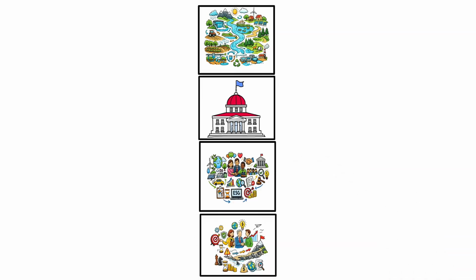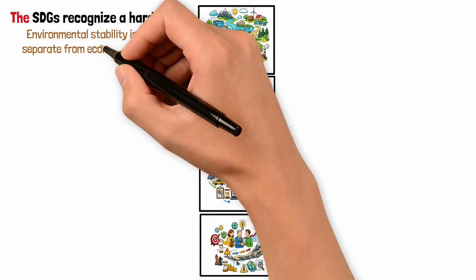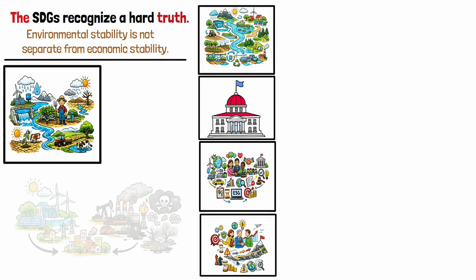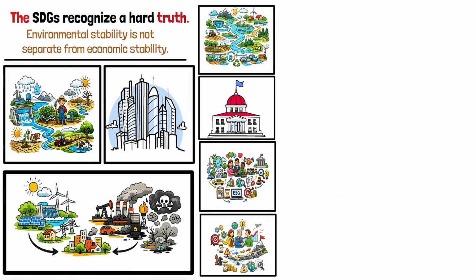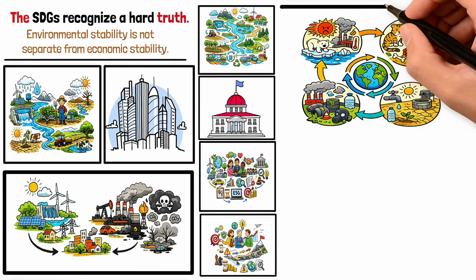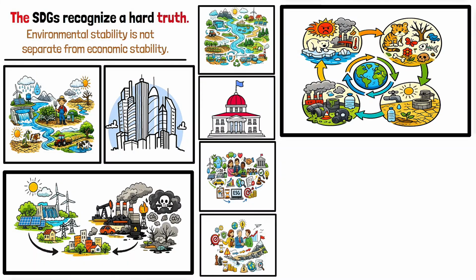Now zoom out. The SDGs recognize a hard truth. Environmental stability is not separate from economic stability. Water security affects agriculture. Energy systems affect emissions. Urban design affects health. Every environmental issue you've studied in this series, climate change, biodiversity loss, water scarcity, pollution, fits directly into this framework. That's the point.